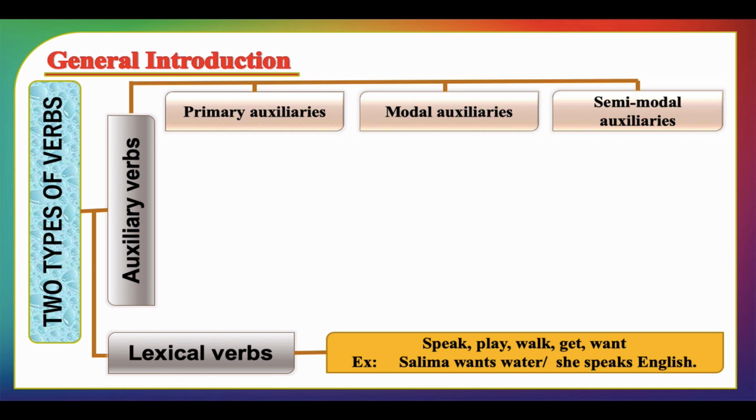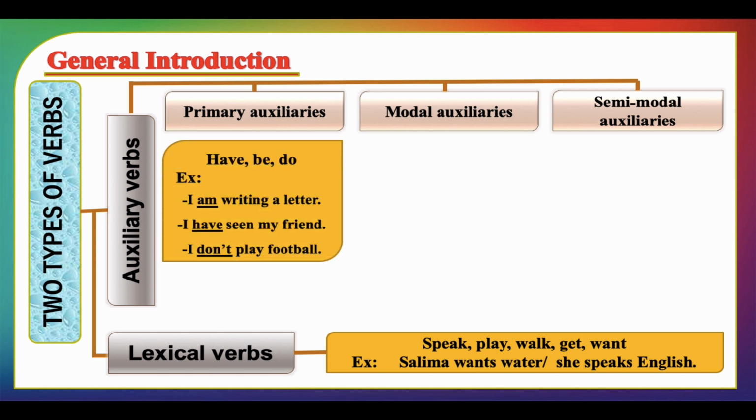Primary auxiliary is like have, be, and do. For example, in the present continuous, I am writing, you are writing, he is writing. I have seen my friend. This is present perfect. I have seen my friend. I don't play football, or he didn't play football. This is related to the types of tenses.